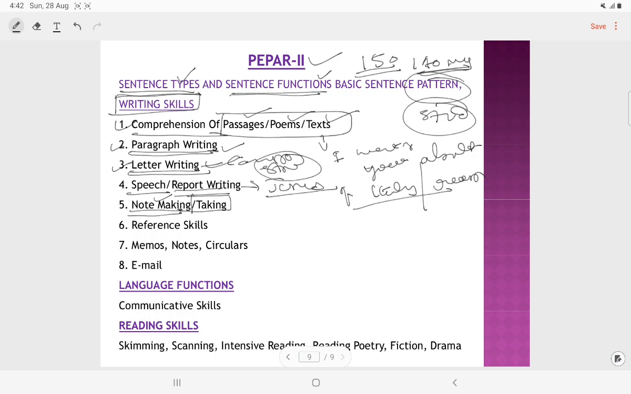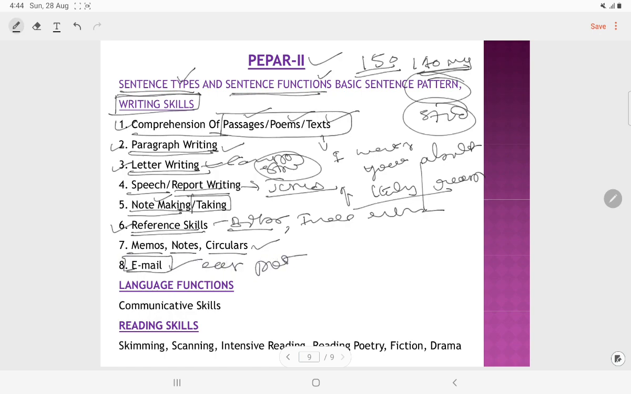Next, reference skills, like bibliography. Reference skills means bibliography, index or indices and so on. Here we have to observe. Next, memos, notes, circulars, all these things are familiar to you. We will discuss all those things in the coming videos. Next, email writing. This is a very important, easy and practical topic. We will discuss this topic also.